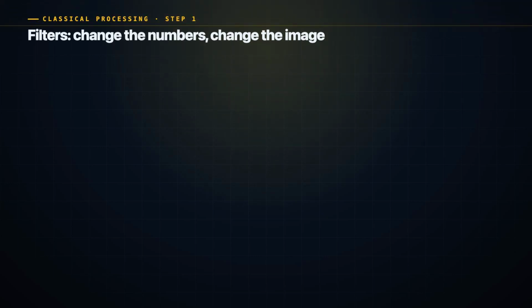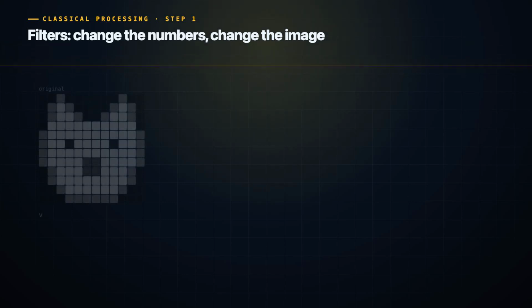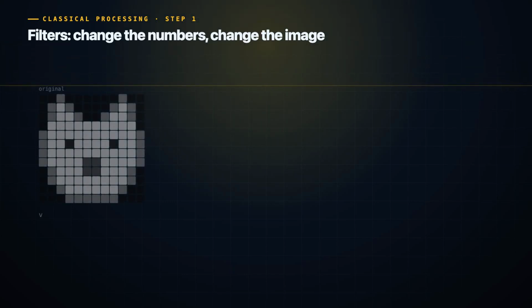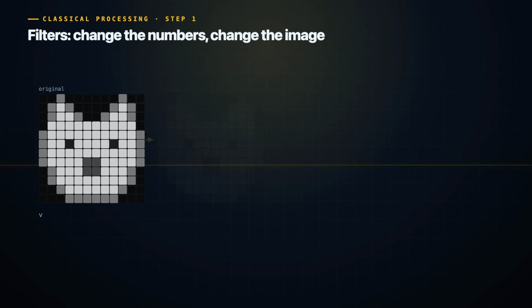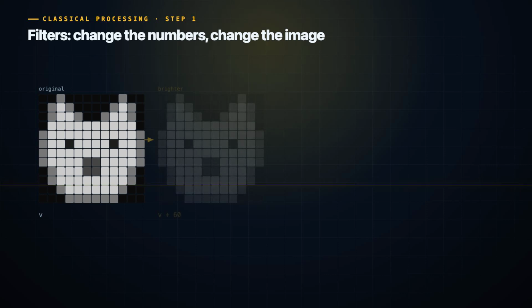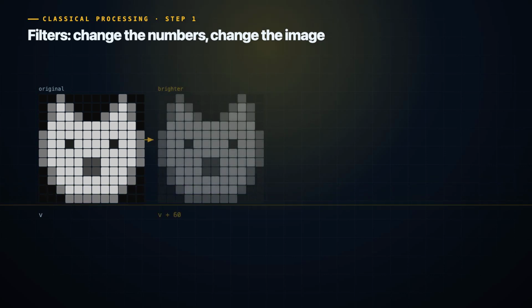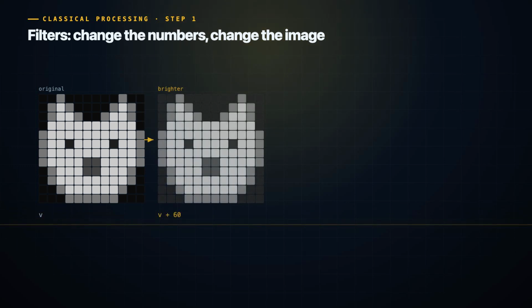A filter takes an image and transforms its numbers to reveal something useful. Some filters are simple and work one pixel at a time. To make an image brighter, just add a fixed value to every pixel. Watch the numbers on the grid climb together. To increase contrast, push the bright pixels brighter and the dark pixels darker, pulling them apart.